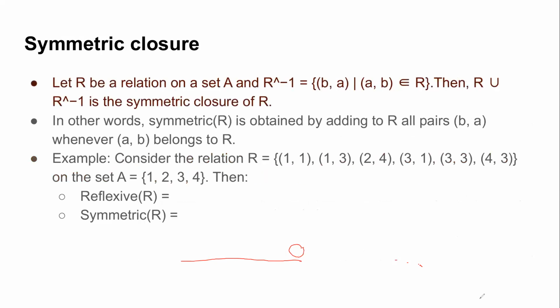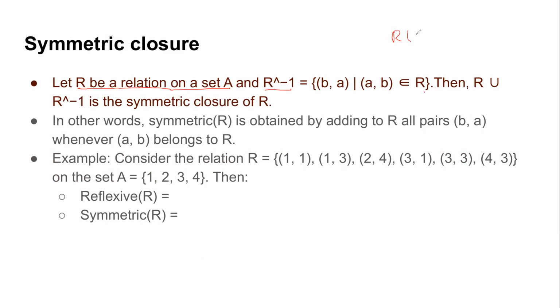Right? Now let us similarly try to understand symmetric closure. Okay, so in general, if I have a relation R on set A, then R inverse is simply the inverse of all the ordered pairs in R.